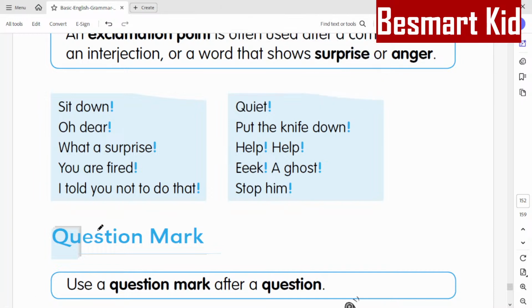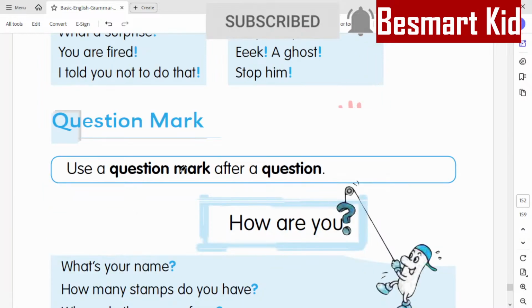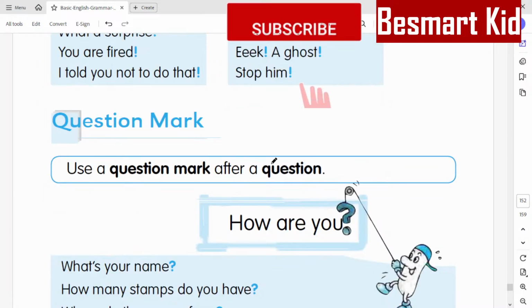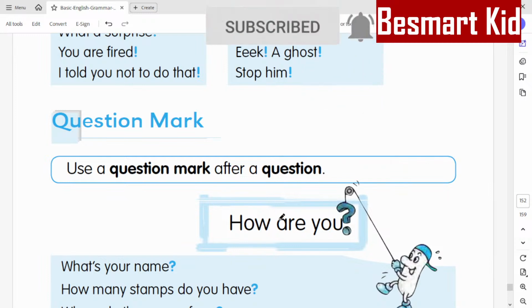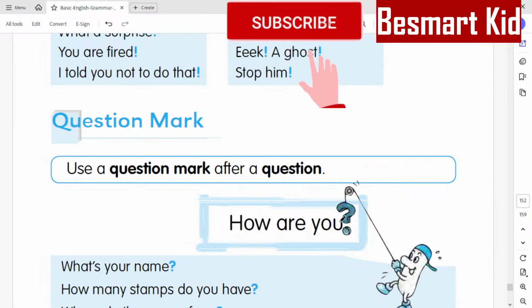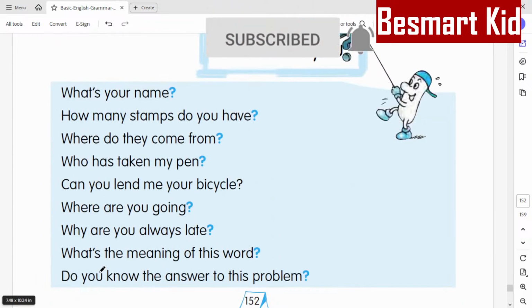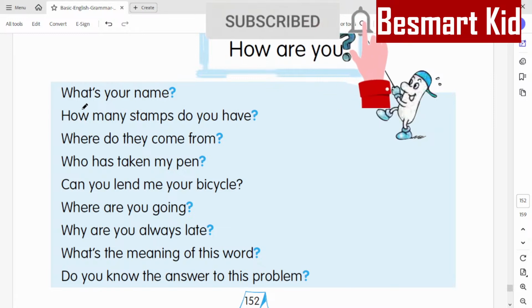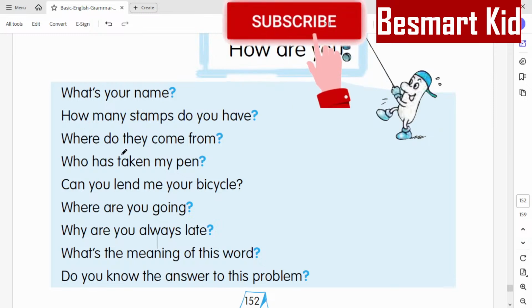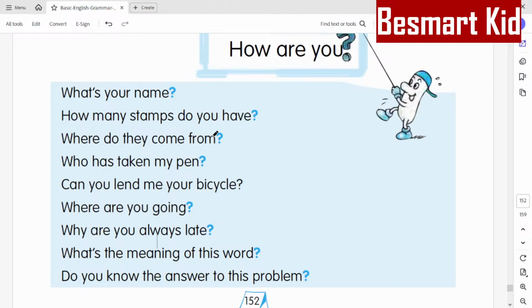The question mark. Use a question mark after a question. For example, how are you? Here is our question mark. What's your name? How many stamps do you have? Where do they come from?